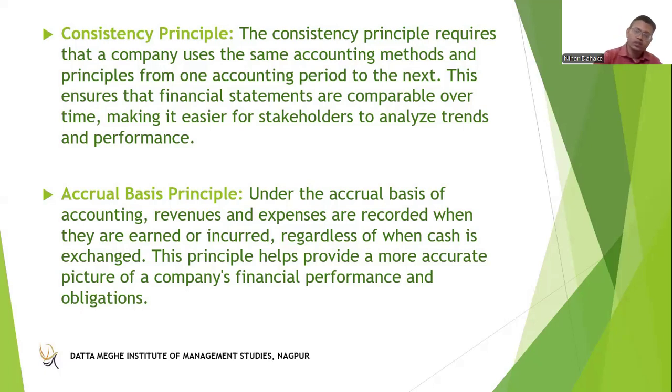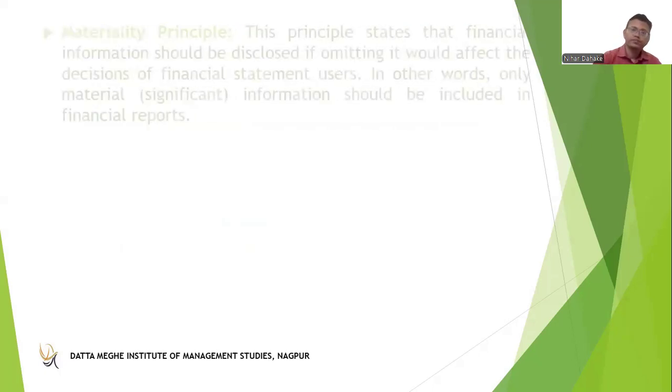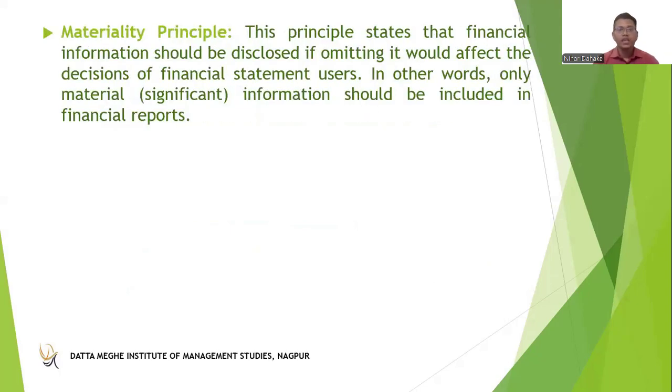Okay, so going to the next principle, that is the materiality principle. This principle states that financial information should be disclosed if omitting it would affect the decision of financial statements users. It means as per this principle, if there is a particular decision or particular thing which is affecting a financial statement, then you have to disclose it. Or if it's not a bigger issue, if it has no impact on your financial statements, then there is no need to disclose it.